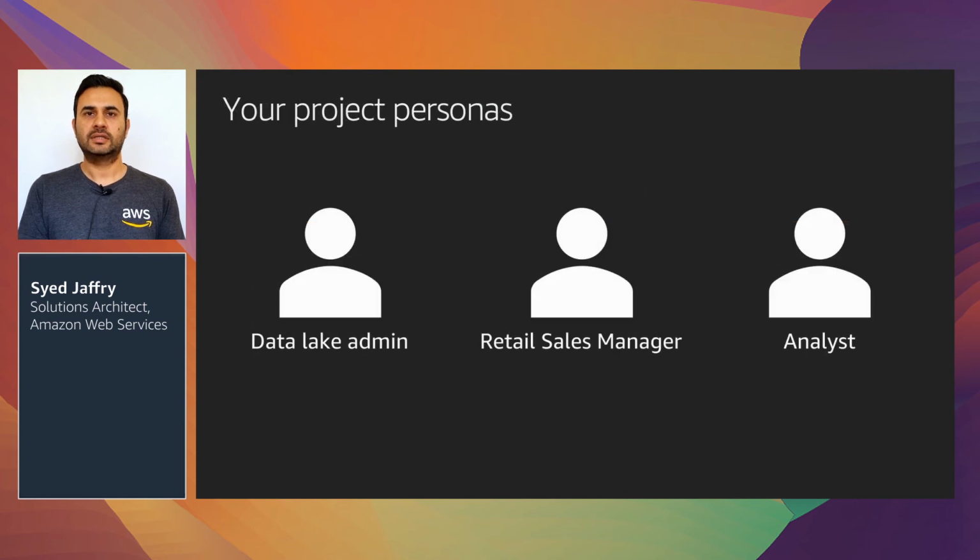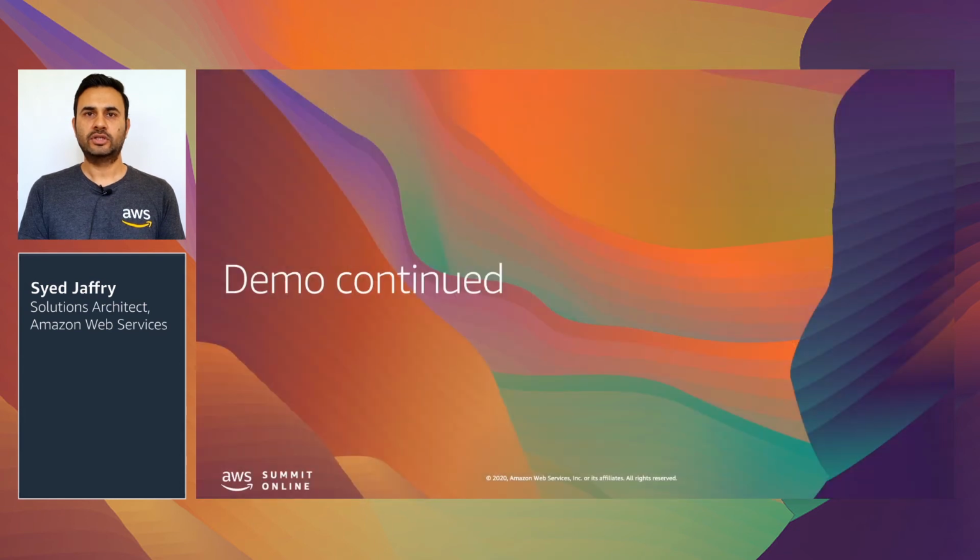So in your case, there are three personas that you need to consider. There's the data lake admin, which is you. And then there's the retail manager, who is the custodian of the data set. And then there's the analyst, who reports into the retail manager and will be running reports and SQL queries on the data, as well as building visualizations. Let's have a look at the demo as to how you would apply security and access control for these personas.